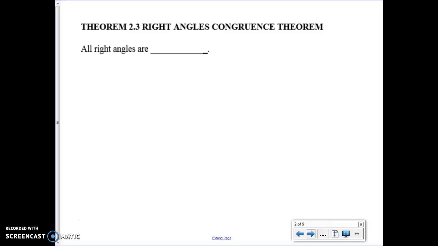So, one thing you need to know is a new theorem. It's called the right angles congruence theorem. Pretty straightforward. All right angles are congruent to each other, which makes sense. Right angles are all 90 degrees, so they all should be congruent.